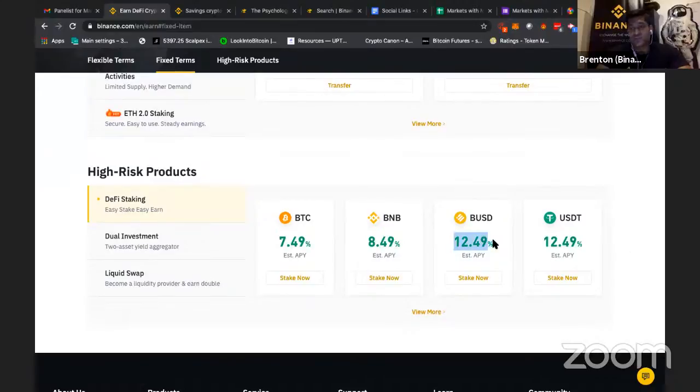And like I said, there's also stable coin options. So this is essentially a USD account where you earn 12.49% a year in USD.